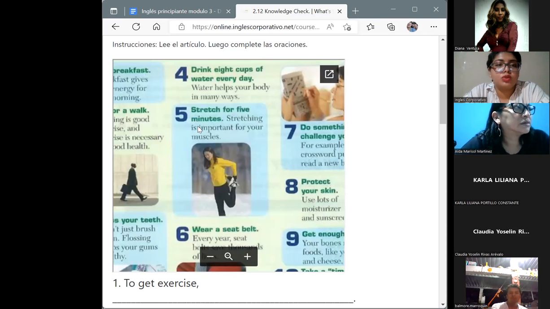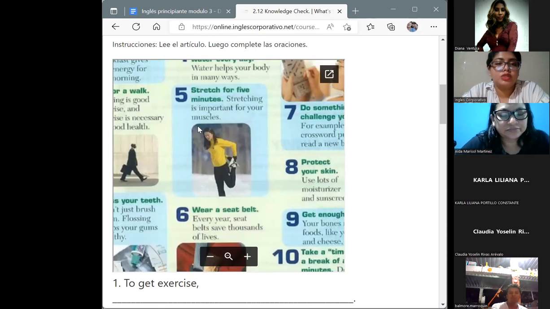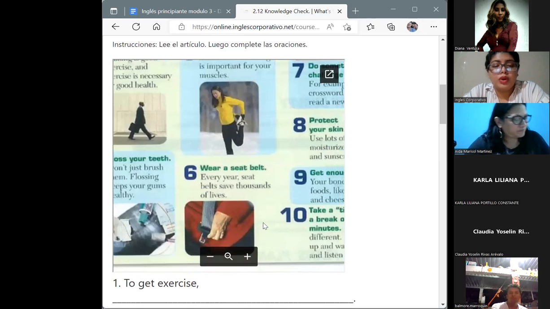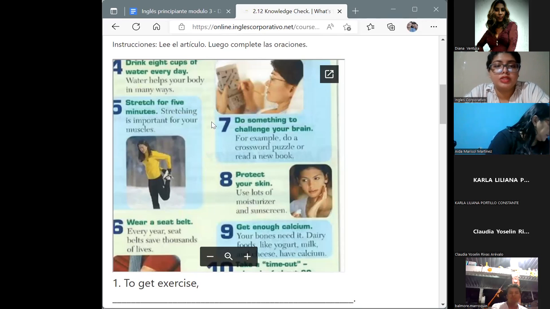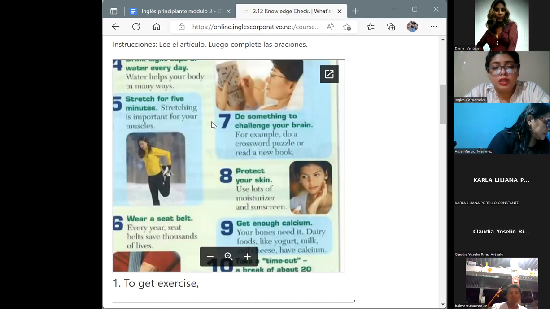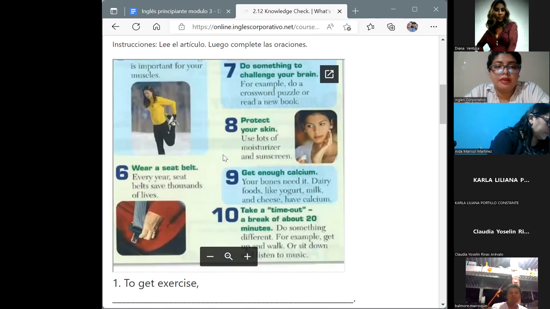Number five, stretch for 5 minutes. Stretching is important for your muscles. Number six, wear a seatbelt every year. Seatbelts save thousands of lives. Number seven, do something to challenge your brain. For example, do crossword puzzles or read a new book. Number eight, protect your skin. Use lots of moisturizers and sunscreen.